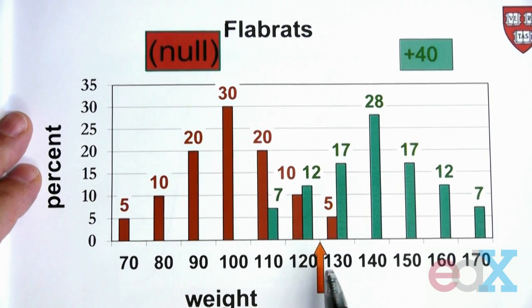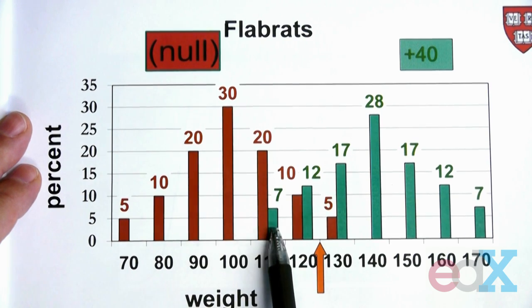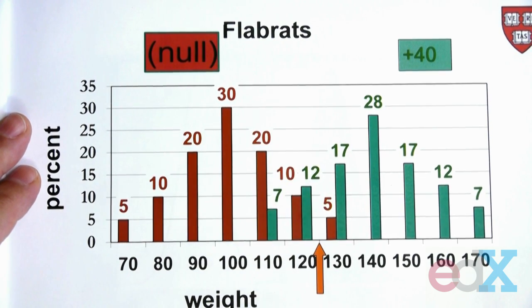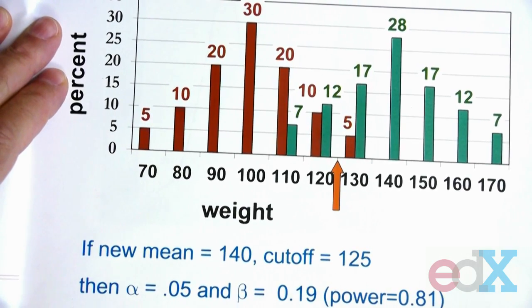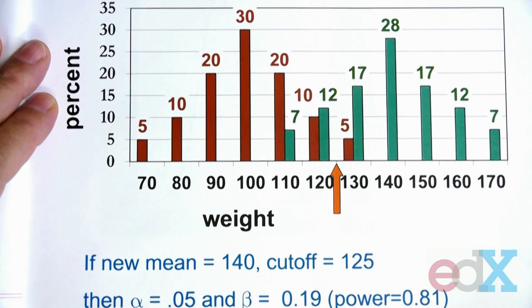All right? Now, if you keep the cutoff here at 5%, you will be doing the wrong thing by the green ones here and the green ones here. The green ones that weigh 110 and the green ones that weigh 120. There's 7% there and 12% there. So now your beta goes up to 19% and your power goes down to 0.81.